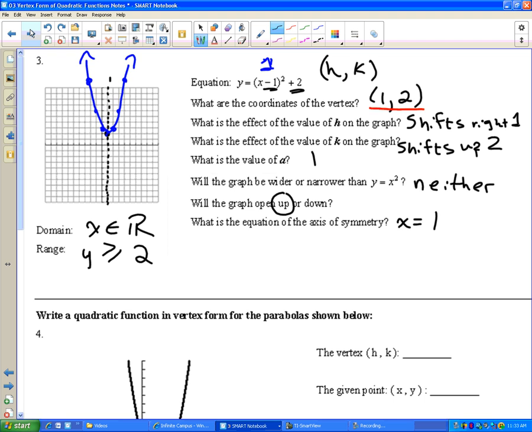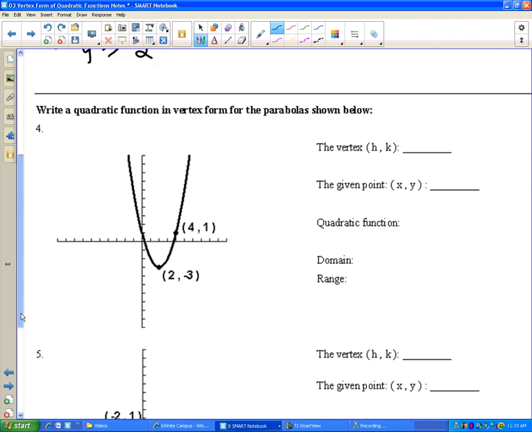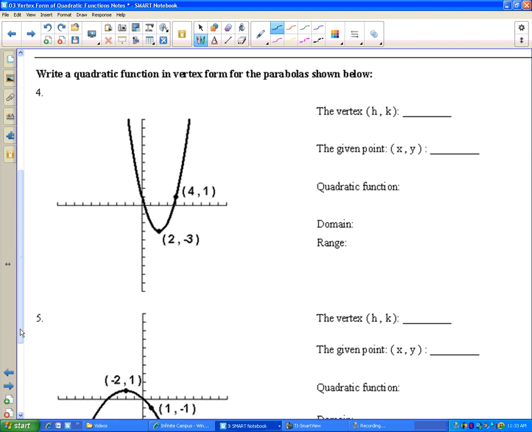Let's do 4 and 5. Numbers 4 and 5 are going the opposite direction. Write a quadratic function in vertex form for the parabola shown below. All right, now I'm given the vertex. My vertex is the coordinate 2, negative 3. The given point is the point 4, 1.